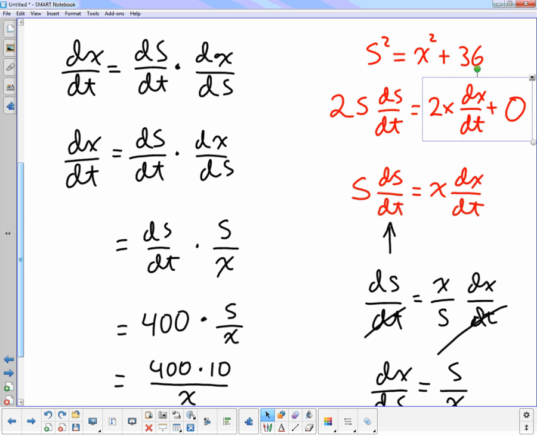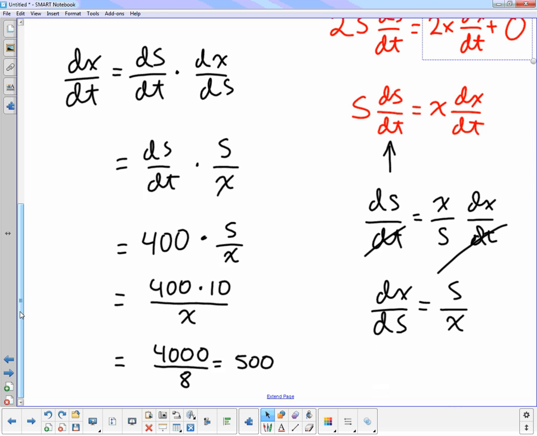Now, because they're on both sides, I can rearrange this thing like algebra. And then I rearrange. Take the s over, bring the s and the x down, rearrange your algebra. You can cross multiply if it makes you feel better. Okay. And that gives me dx ds, which is s over x. And then I plug it in and solve.